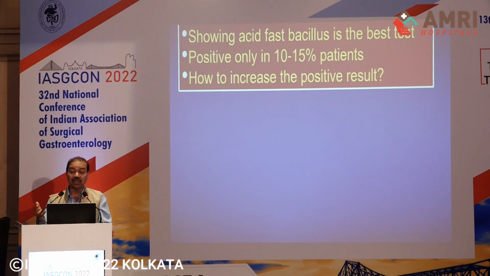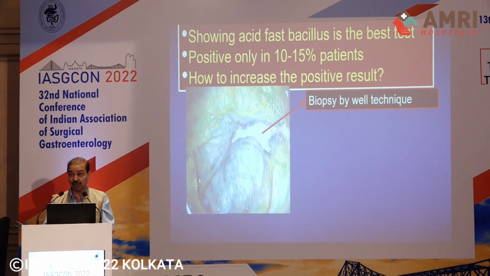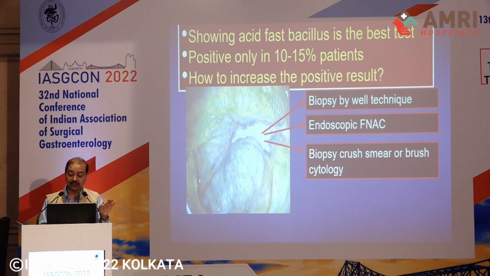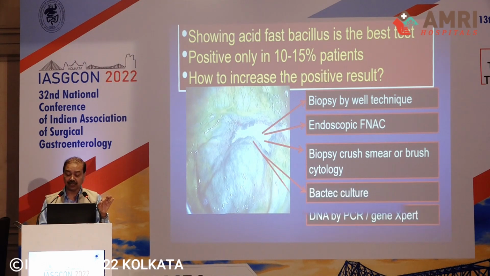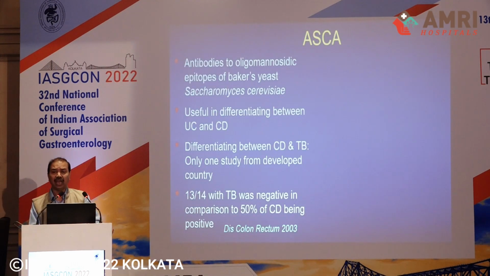Why? Because in the small bowel and large bowel, this is typically a paucibacillary disease, and if the density of the bacillus is less, you will not pick it up by endoscopic biopsy. So how to increase the yield? Biopsy by the well technique, where I put the biopsy forceps again and again in one location, endoscopic fine needle aspiration cytology, biopsy cross smear or brush cytology, BACTEC culture, DNA by PCR, and now we have GeneXpert, which not only gives me the DNA, but also gives me the nucleotide sequence associated with resistance to rifampicin. So these are the ways to increase the yield, but still not great.